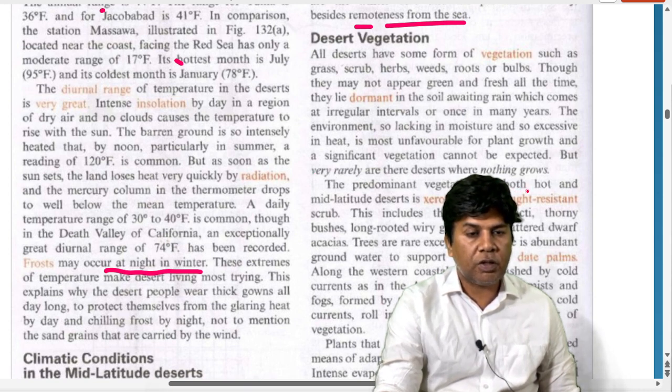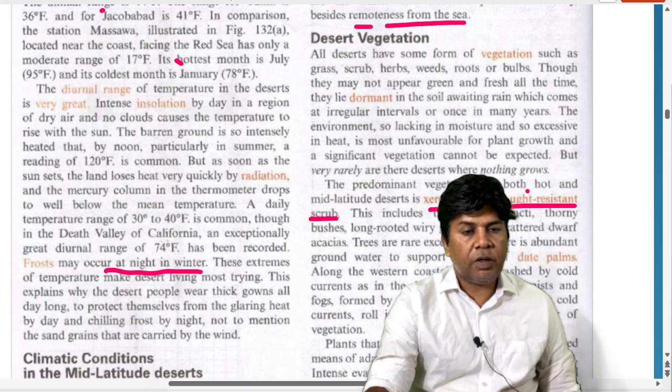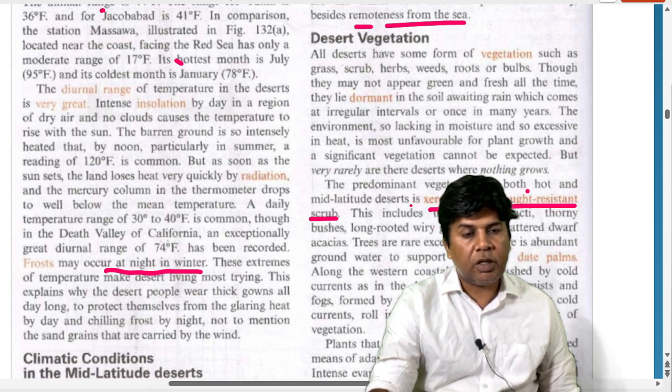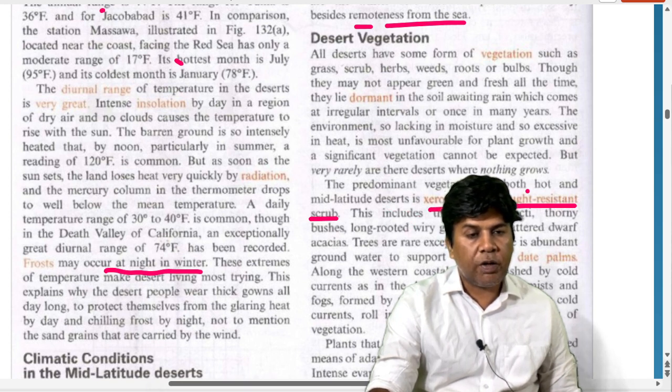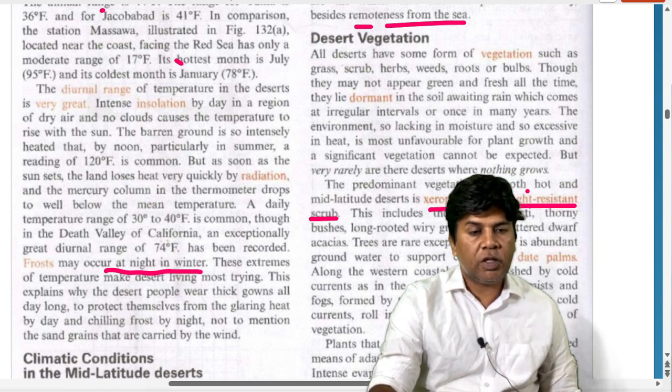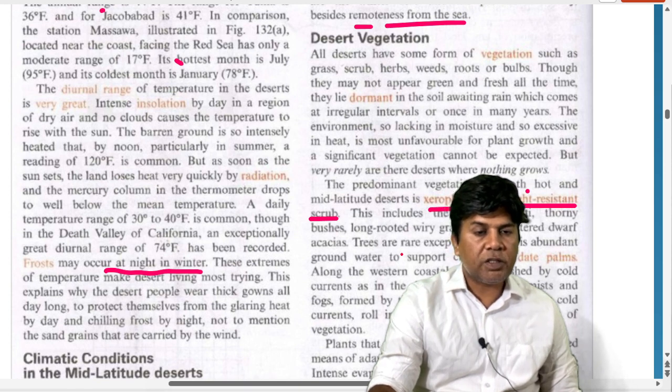The predominant vegetation of both hot and mid-latitude deserts is xerophytic, or drought-resistant scrubs. They have developed many types of mechanisms. They have great, deep and widespread roots. They have thorny leaves. They have very sunken stomata. Their bark is thick, or they have waxy leaves, which prevent water from evaporating. So that's how they have devised a lot of mechanisms.